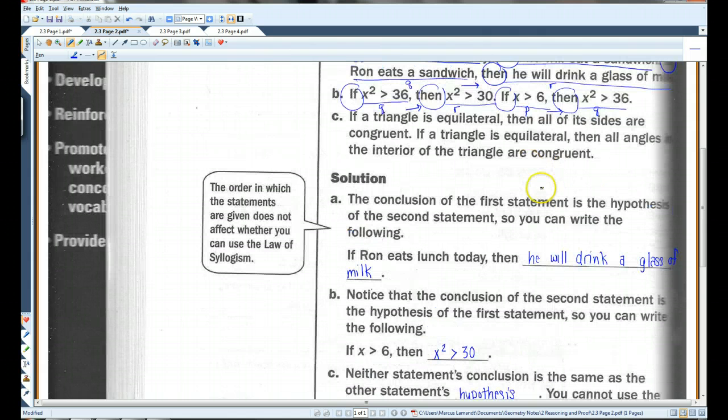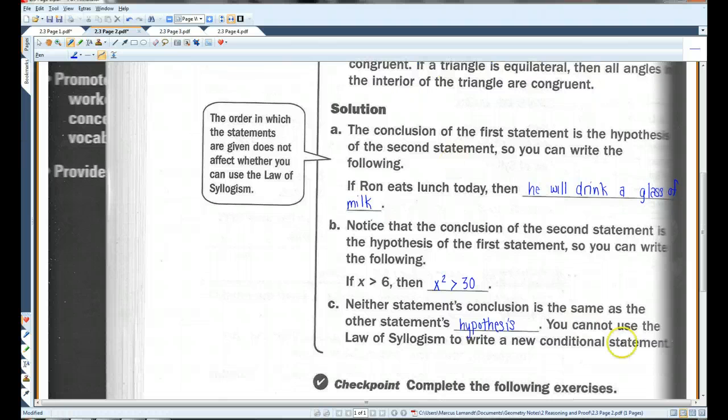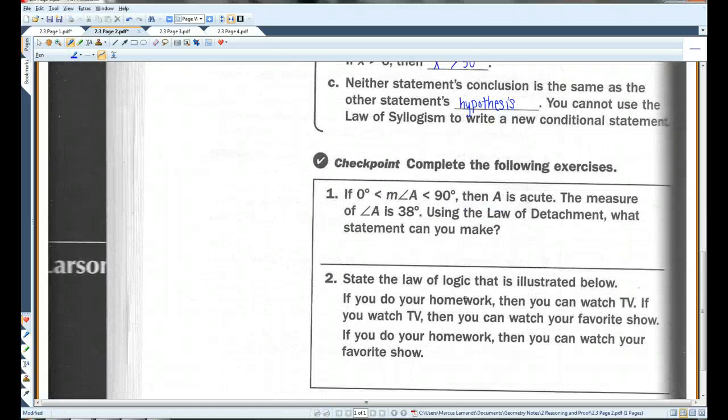Basically, there is no repeating Q like in the first two statements. So, you cannot use the law of syllogism to write a new conditional statement. Alright, I'll let you guys try these two. Let's go on to page 3.